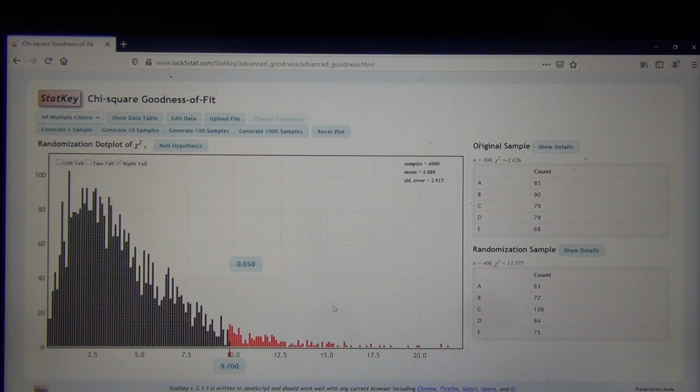Well, does our original sample chi-square test statistic fall in the tail or not? Well, here it is. Here's our original sample. This is the real one. The chi-square test statistic was 3.426. That's definitely not in the tail, right? 3.426 is way over here. So it's definitely not in the tail. That means not significant. So our sample data does not significantly disagree with the null hypothesis.